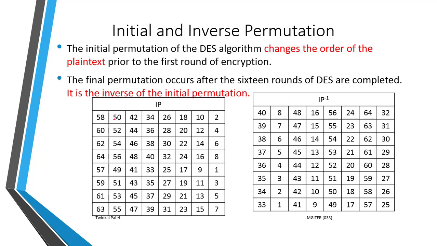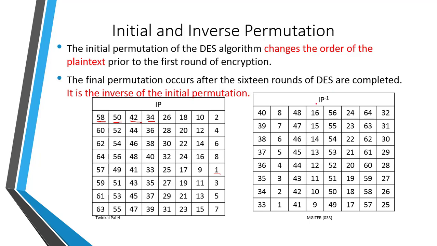So here we can see the bit numbers. Initial permutation basically rearranges, that is, changes the order of the bits. First of all, bit 58 is placed here, after that bit 50, after that bit 42, bit 34, bit 1 are here. In this way all the 64 bits are rearranged in the initial permutation.